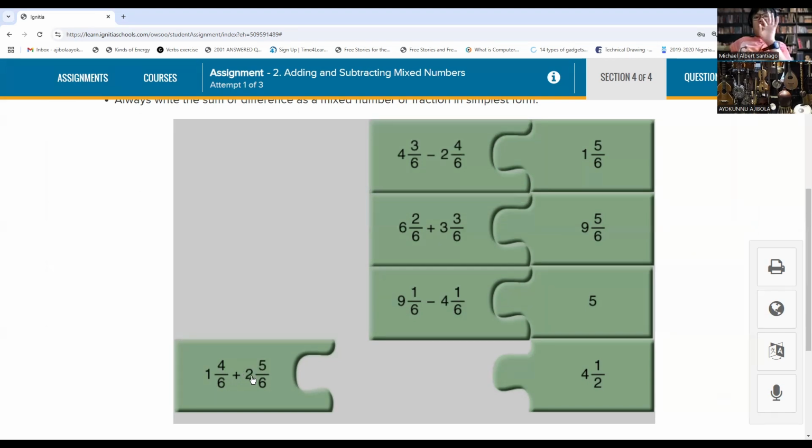Let me check this again. Are you there? Yes. So 1 plus 2 is 3. 4 plus 5 is 9 over 6. And 6 can still go. That will be 4, then 3 over 6. But 3 over 6 is 1 over 2.